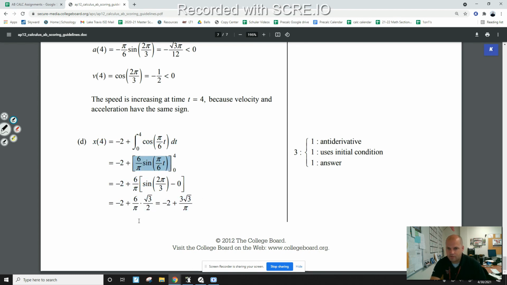Using the initial condition, 1 point. Taking the correct antiderivative, 1 point. Combining them and getting the right answer, 1 point. I would say that's probably one of the hardest ones that we would have done. But that's it, guys. That's straight line motion.